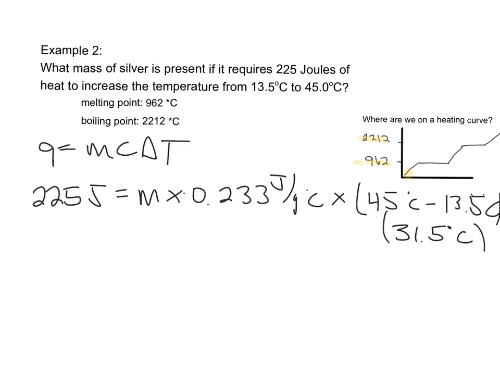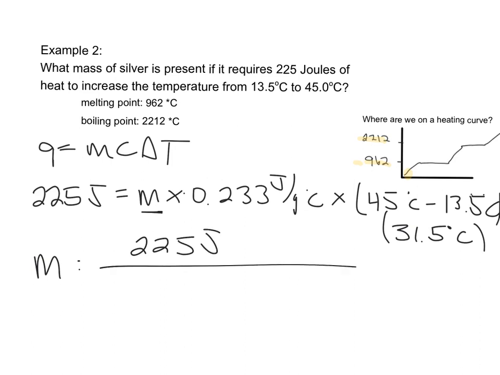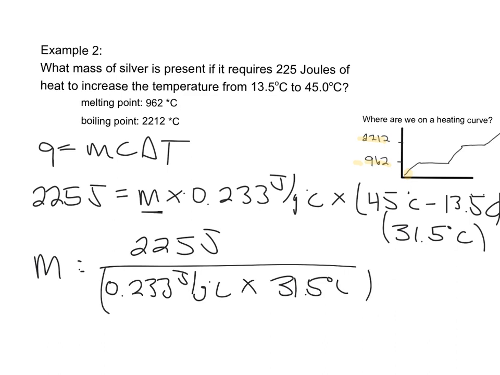So now that we've got our change in temperature, we need to do the algebra to solve for m. Since m is what we're looking for, we're going to have to rearrange a little bit. So m is going to equal 225 joules divided by 0.233, our specific heat, joules per gram degree Celsius, times our change in temperature, 31.5 degrees Celsius. Now be mindful, depending on how you type into your calculator, to use some parentheses. And you're going to get that mass equals 30.7.